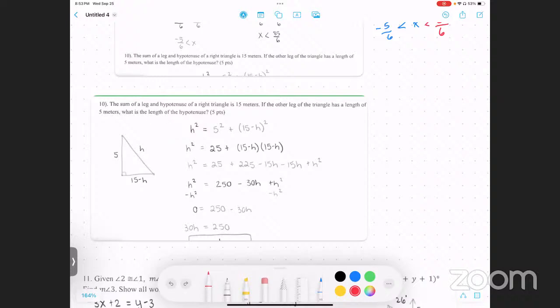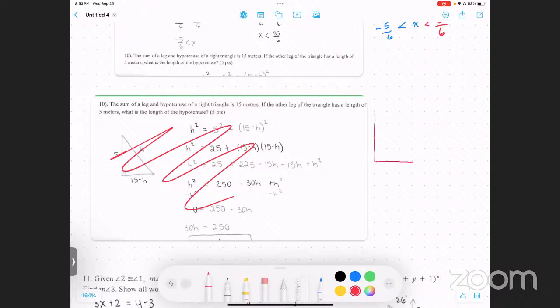So what we're doing here, let's ignore this, but let's just come up with it on our own. So we're going to first draw a right triangle, and we know one of the legs is 5 because that's what it said. It said one of them has a length of 5. The sum of a leg and the hypotenuse of a right triangle is 15. It says the other leg is 5. So this is the one right here that adds to this to make 15. Right? Do you understand what they're saying?